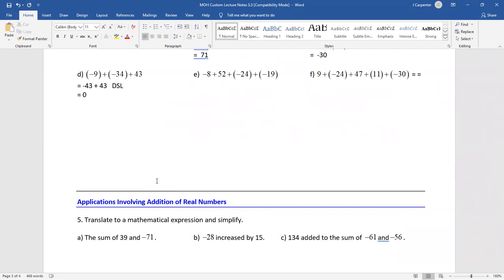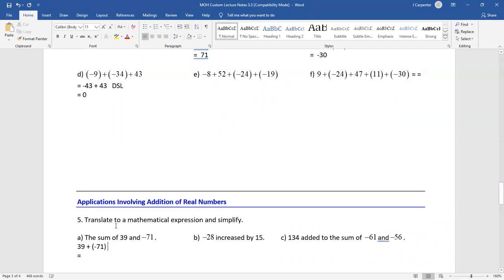So let's do A and B. Actually, I take that back. Let's do A and C. I'll give you the answer to B. The answer to B is negative 13. Try that out if you want to on your own. So the sum of 39 and negative 71 means 39 plus parentheses negative 71. That's what sum means.